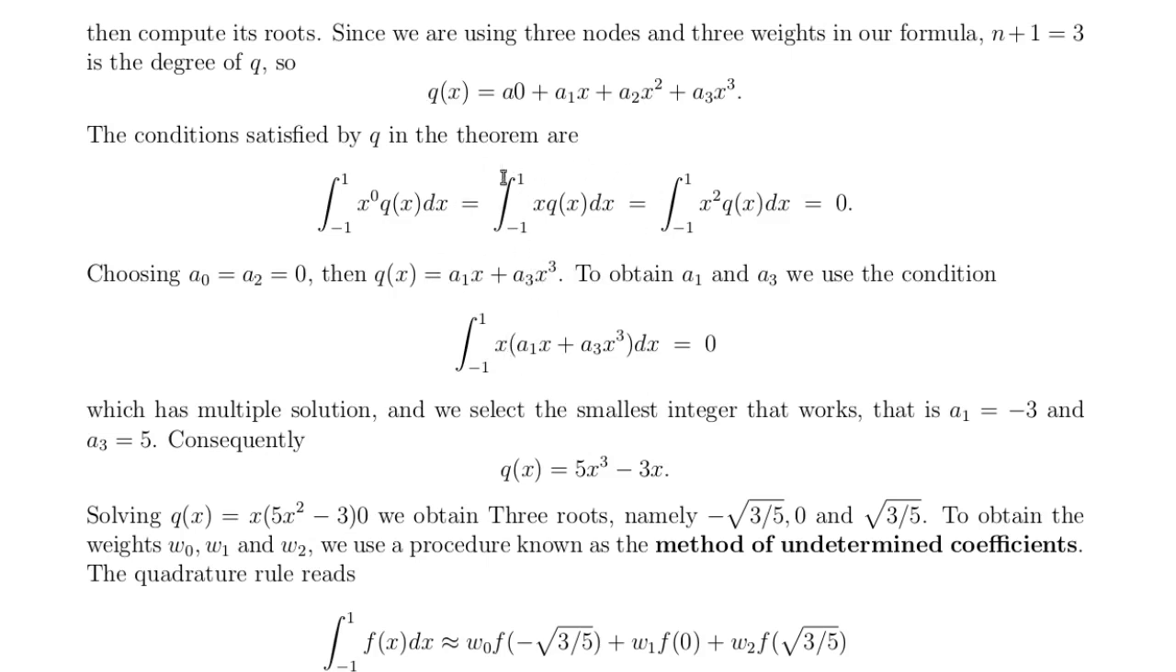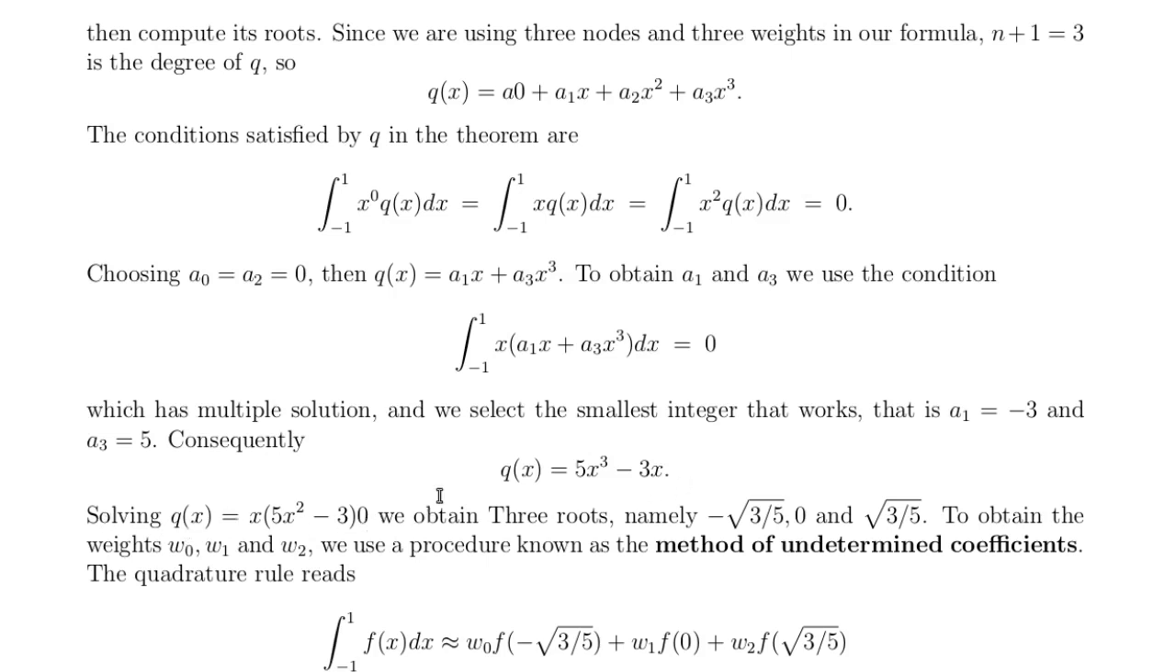the second integral, that is x times Q(x) dx from -1 to 1 equal to 0, we obtain a simple equation. And if we choose a1 equal to -3 and a3 equal to 5, because that's the relationship this system will give us, for a choice of a1 you get a3. So we obtain this Q, and we find the roots. So we solve Q(x) equal to 0 and find the roots.